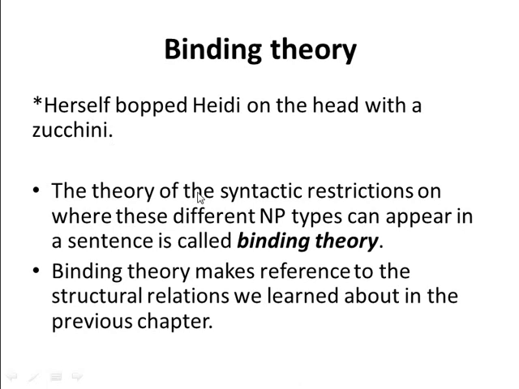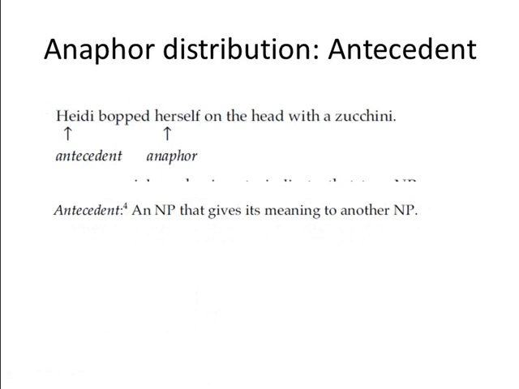The theory of the syntactic restrictions, nah ini tadi, anaphor tidak boleh menjadi subject, itu termasuk syntactic restrictions on where these different noun phrase types can appear in the sentence, di mana posisi atau tipe noun phrase yang bagaimana yang bisa muncul di mana dalam sebuah kalimat. This is what we call binding theory. So, binding theory makes a reference to the structural relations we learned about in the previous chapter. Jadi yang telah kita pelajari di chapter yang lalu tentang sentence structural relations. Nah, di sini akan kita lihat nanti aplikasinya.